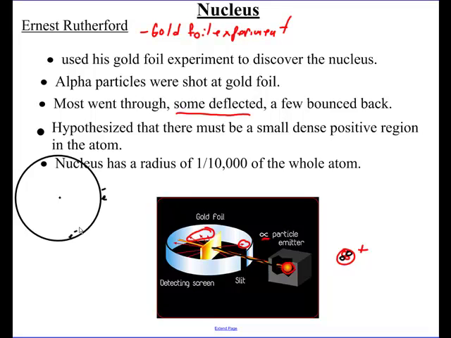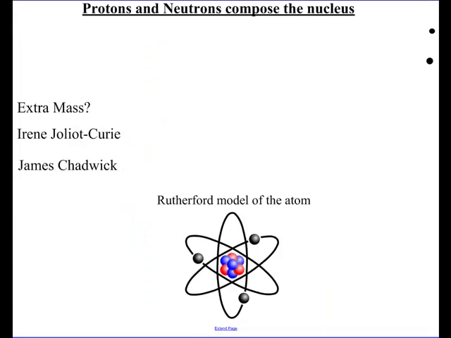We went from Dalton, that was this, these unbreakable spheres. Then we went to Thomson, that was this plum pudding model. And now we have this Rutherford model that was more like, no, there's this teeny tiny positive region in the center surrounded by the rest of the atom.